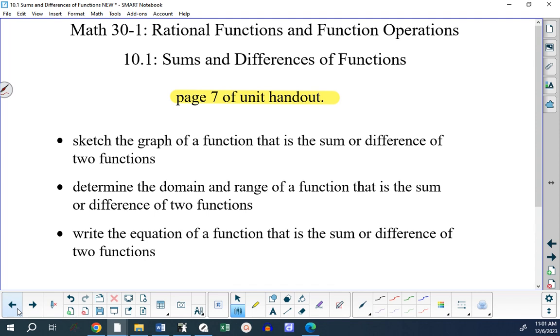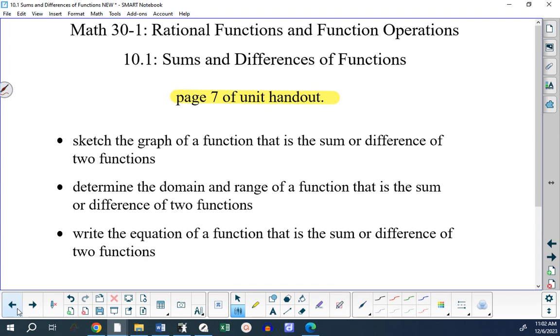We're into chapter 10 now, and we're going to be dealing today with sums and differences of functions, tomorrow with products and quotients of functions, and then Monday with something called function compositions. So what we're looking at doing today is sketching the graph of a function that's the sum or the difference of two functions. And ultimately, everybody, it doesn't matter what the graphs are.